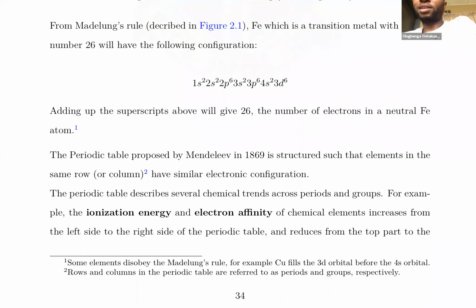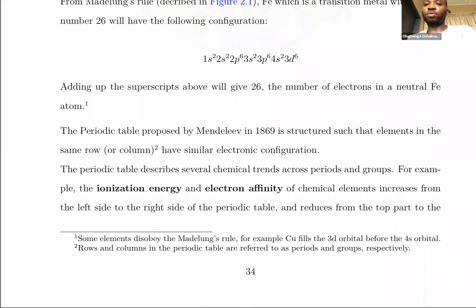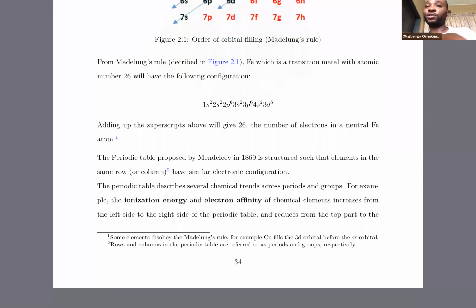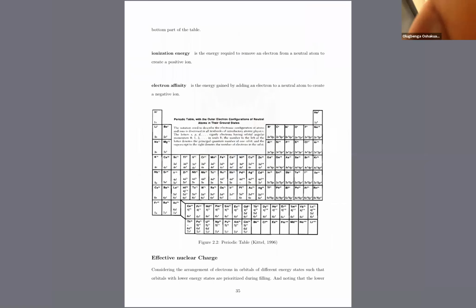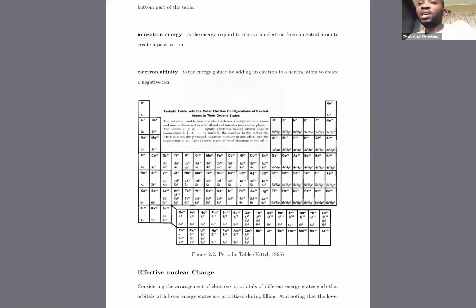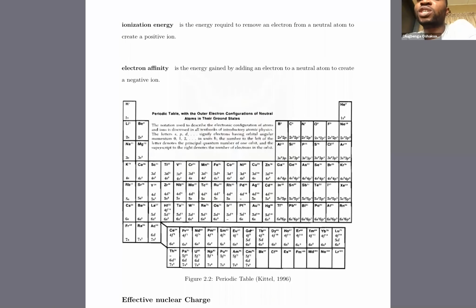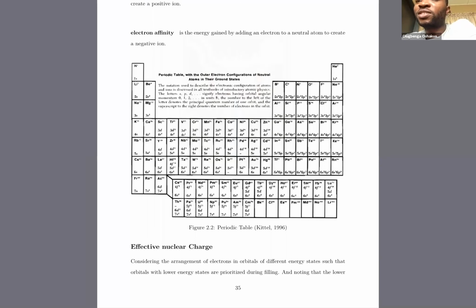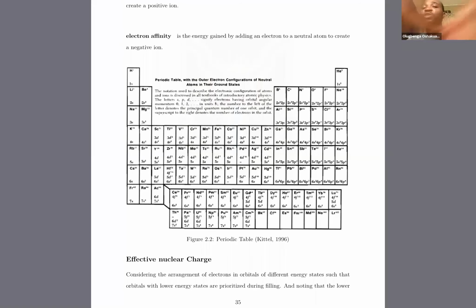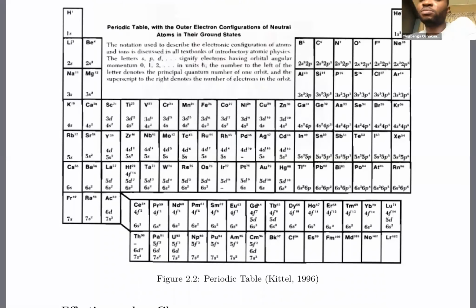We'll be using these words frequently: ionization energy and electron affinity. So it's good to be familiar with the definitions. Ionization energy is the energy required to remove an electron from a neutral atom to create a positive ion, while electron affinity is the energy gained by adding an electron to a neutral atom.